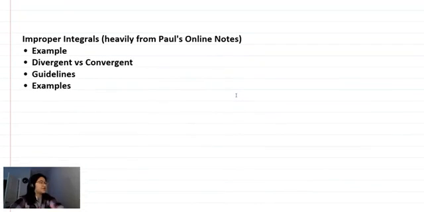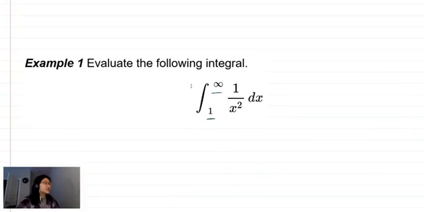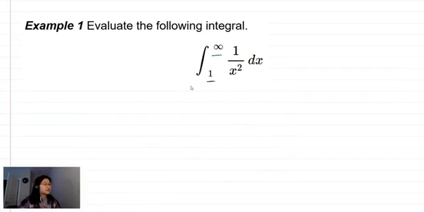All right, so we are looking at improper integrals. This is heavily from Paul's online notes, but we're going to try it anyway. So we're going to do an example, get a little bit confused, and then look at some definitions, some guidelines, some more examples, another theorem. It's going to be great. So let's evaluate this integral.